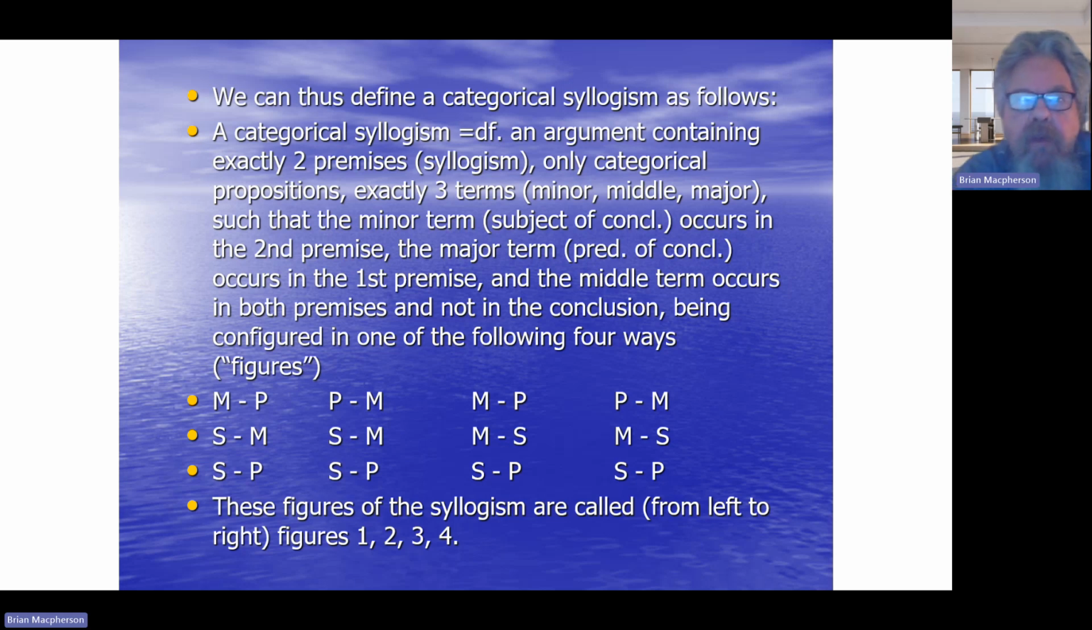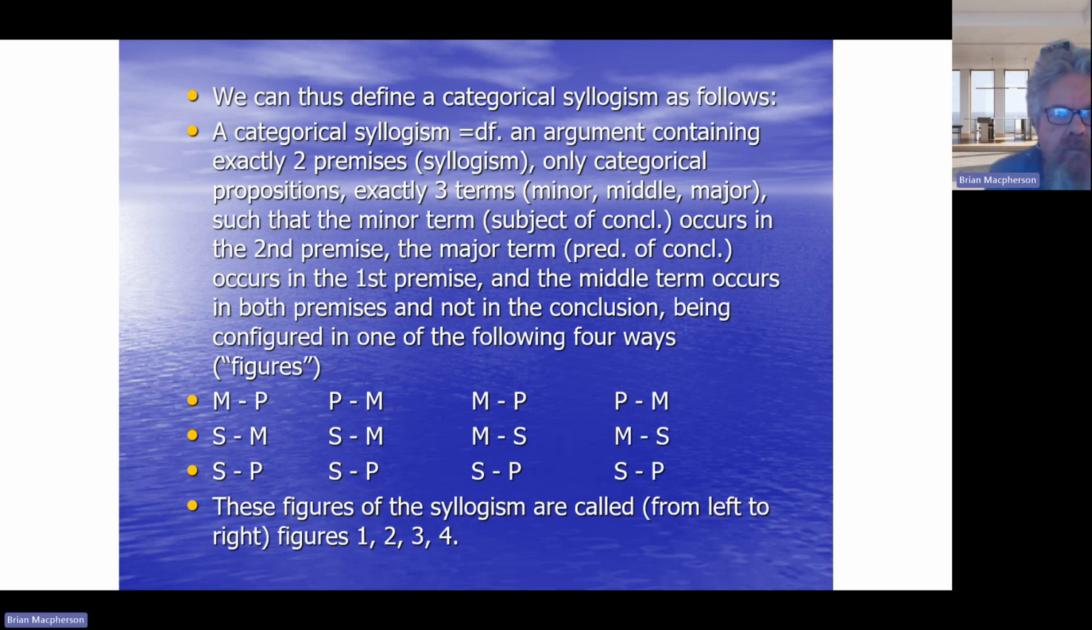All right. So every categorical syllogism contains three categorical propositions, and it contains three terms: the minor, the middle, and the major. And they're configured in one of four ways. If you remember from last time, the four ways are as follows. There's figure one, where the middle term is configured in a diagonal to my left facing the screen, right? So M-P, S-M, S-P. Notice again, the middle term occurs only in the premises, but not in the conclusion.